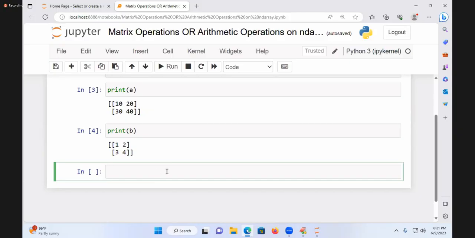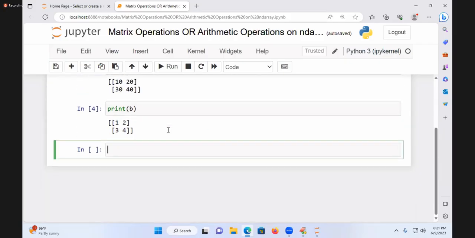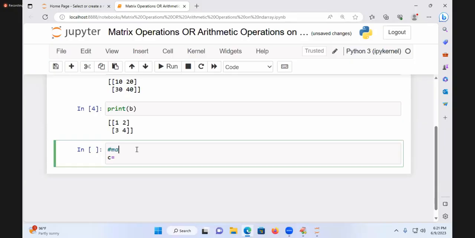Anyhow, I'll continue my session. Now there are two matrices. Now I will apply, C is equal to what I'm doing now? Matrix addition. I am doing matrix addition. C is equal to np.add(A, B), A comma B.